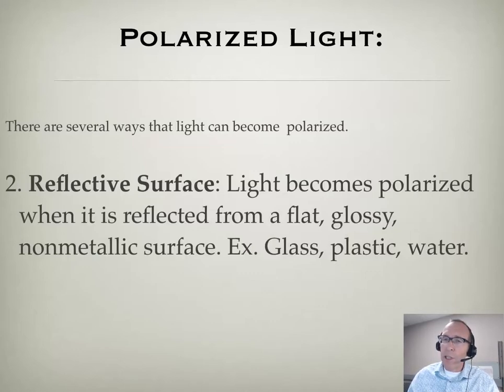Another way, so that's the sky light bouncing off water molecules in the sky. The other way that light can become polarized is when it bounces off a reflective surface like glass or any glossy surface. Could be paint, plastic, water is another example of a reflective surface.